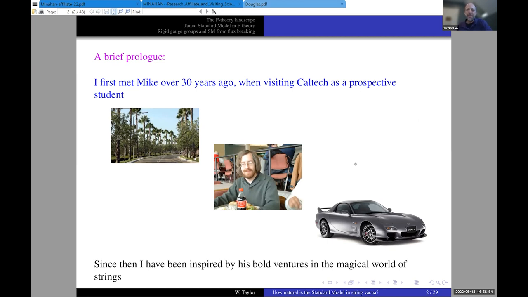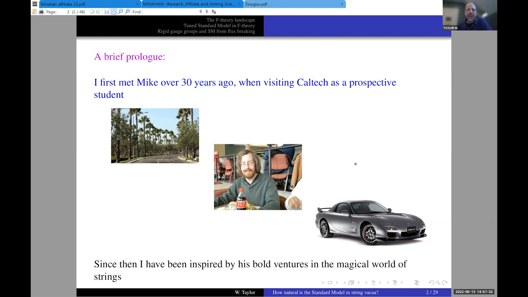So I met Mike at Caltech when I was visiting as a prospective student, in the spring of 1988. So quite some time back. I have a very strong memory of that because Mike had just bought a new Mazda RX-7, if I remember correctly. We started talking about physics, and Mike took me for a drive around Southern California in his RX-7. And I thought, wow, this is really cool, this world of string theorists.